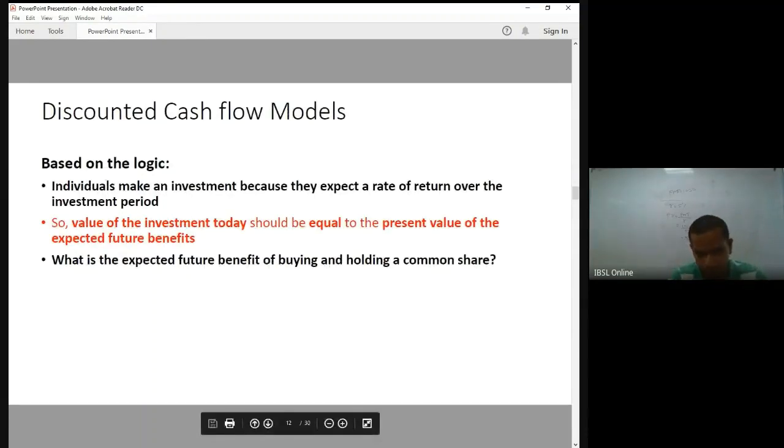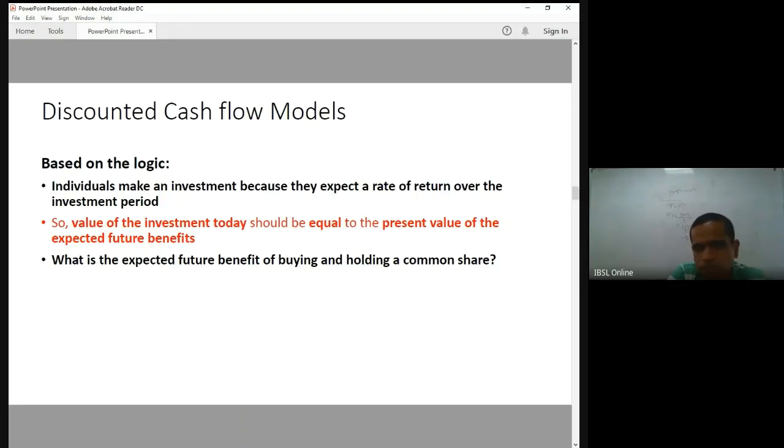Discounted cash flow model. It is based on the logic that individuals make investments because they expect a rate of return over the investment period, right? So you would invest in land because you expect the price to go up. So the value of the investment today should be equal to the present value of the expected future benefits. What it is worth today should be equal to the present value of future benefits.